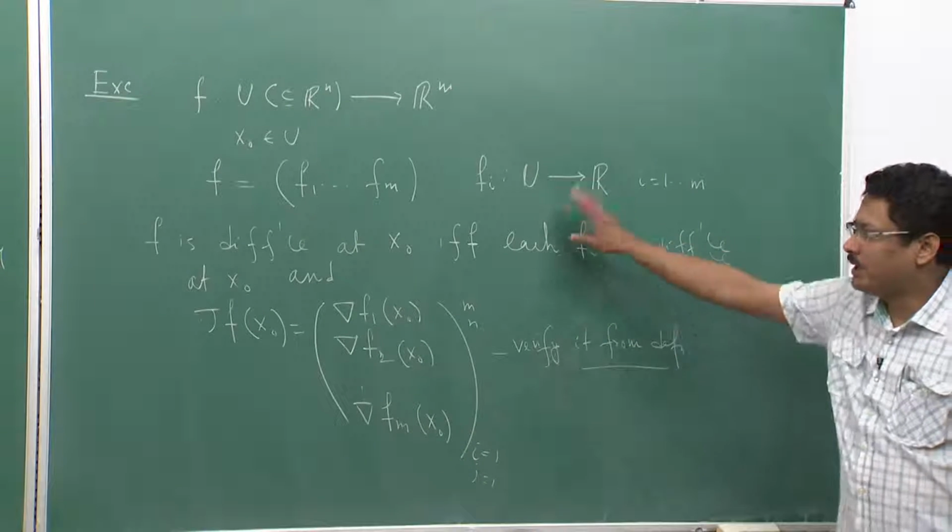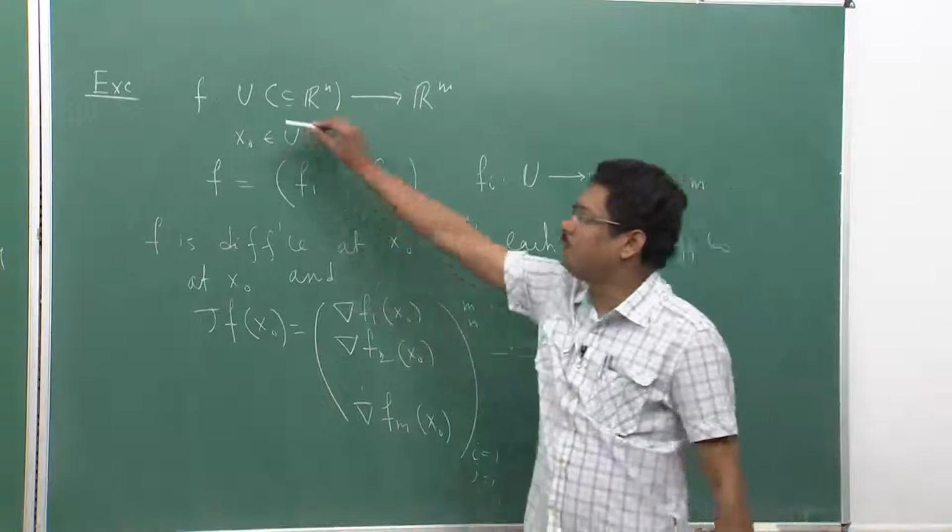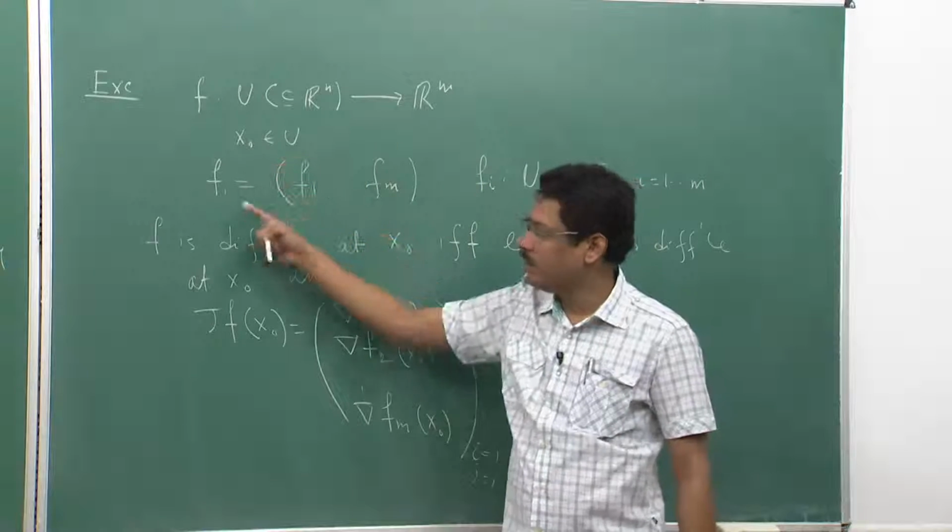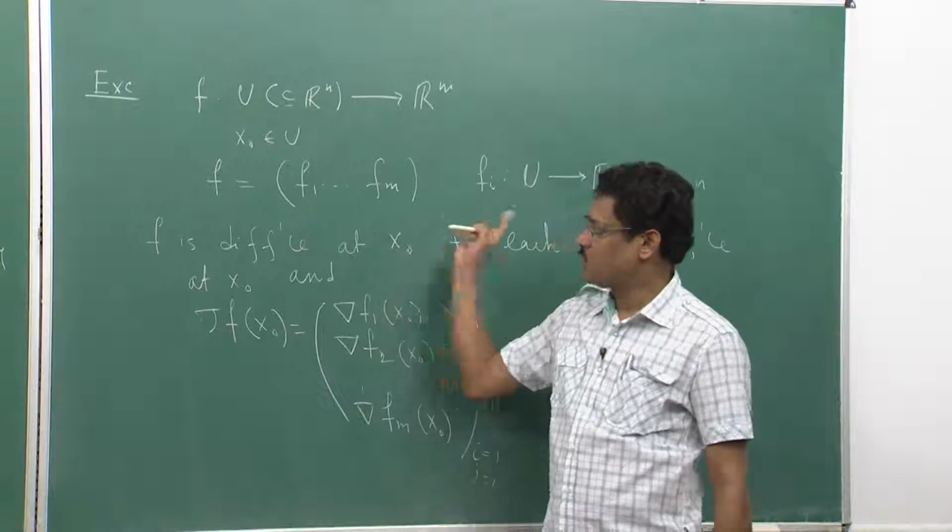So, let me explain it here. So, suppose I have f from U to Rn, x naught is a point, f I write this way, okay, fine.